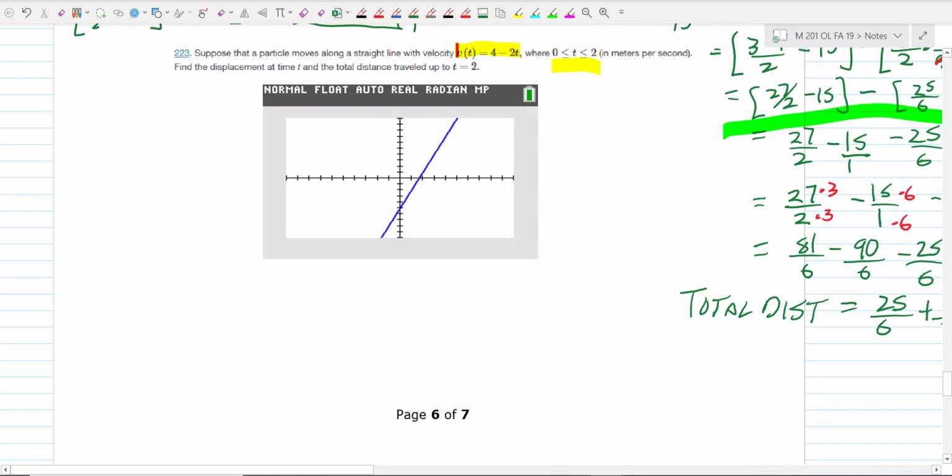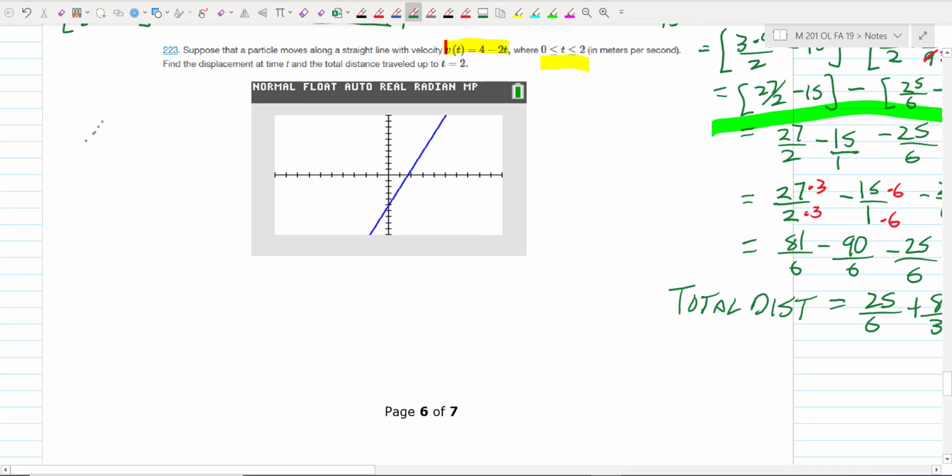Okay, so this is the approach of this problem. You're given that v of t is equal to 4 minus 2t. Now, if you're finding the displacement at time t, that's just an integral of this velocity, but we're going to integrate from 0 to t. Okay, that'll give you the function for the displacement. Okay, so we're going to work this out, and when I go through and do this, we should get what that answer is.